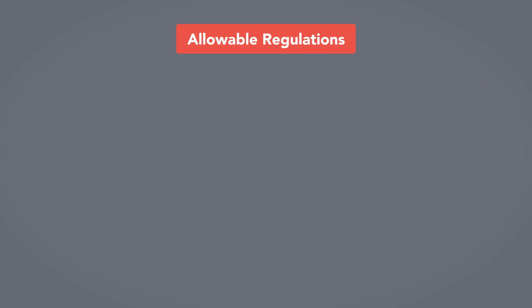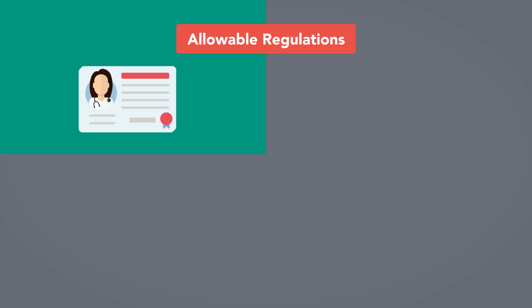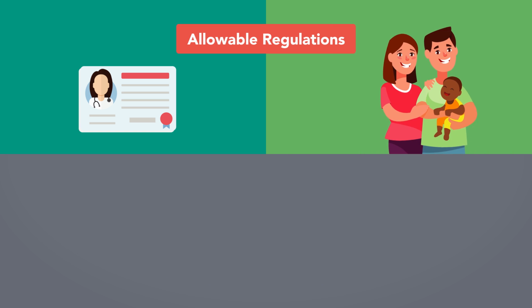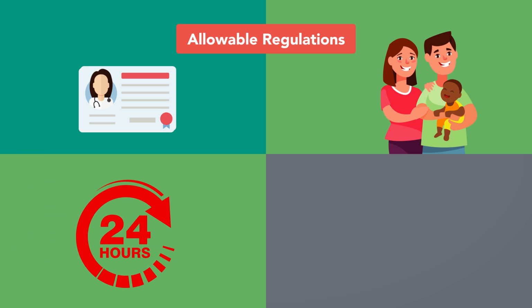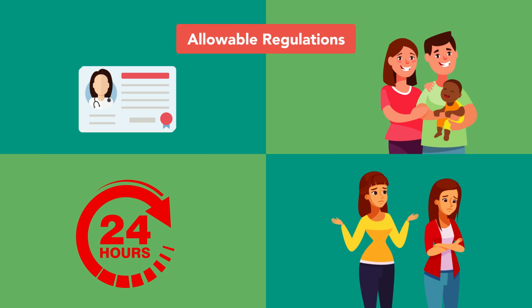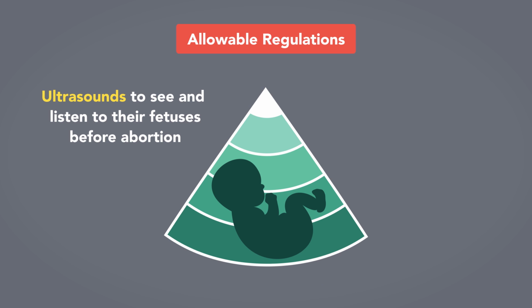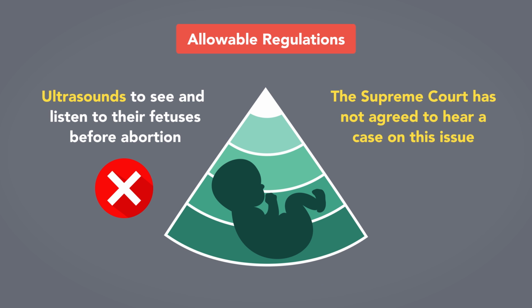For example, allowable regulations include licensing requirements for abortion providers, informed consent requirements wherein officials could present adoption as an alternative option, 24-hour waiting periods, and parental notification requirements for minors seeking abortions when accompanied by a potential judicial bypass option. Some states have passed laws requiring abortion seekers to have ultrasounds and see or listen to their fetuses before abortion, though some of these laws have been struck down by state and federal courts. As of this presentation, the Supreme Court has not agreed to hear a case on this issue.